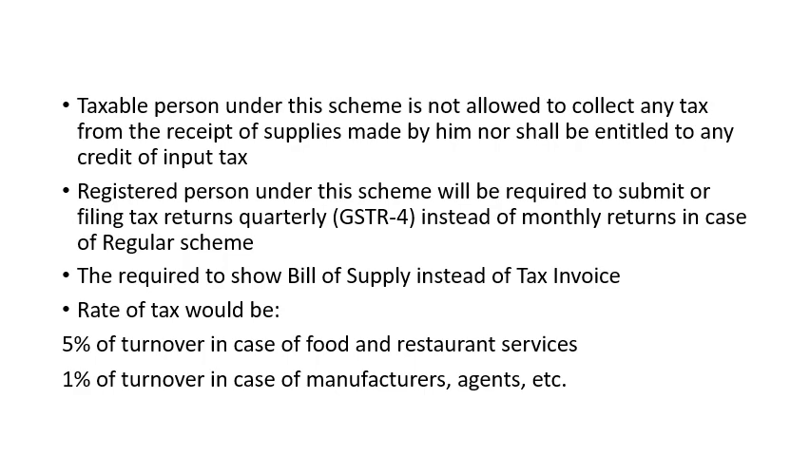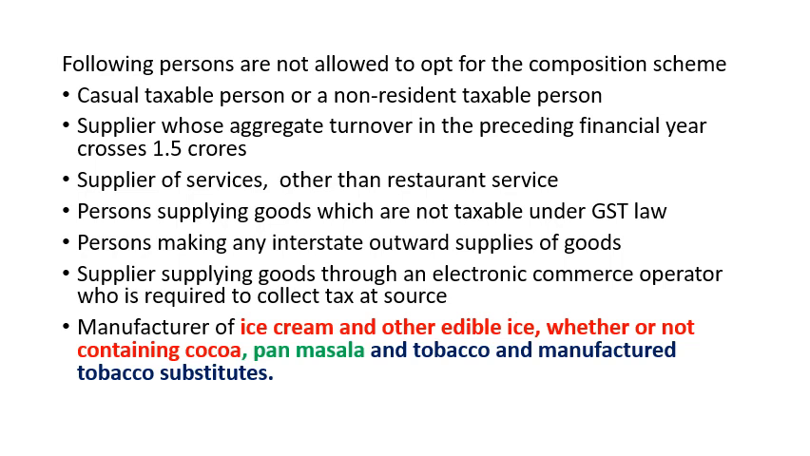The rate of tax for the composition scheme would be 5% of turnover in case of food and restaurant services, then 1% of turnover in case of manufacturers, agents, etc. So this is the rate of tax for the composition scheme. The following persons are not allowed to opt for the composition scheme. So they cannot opt for the composition scheme.